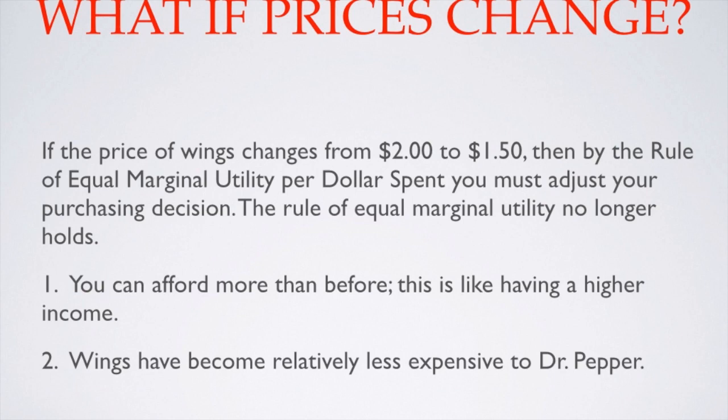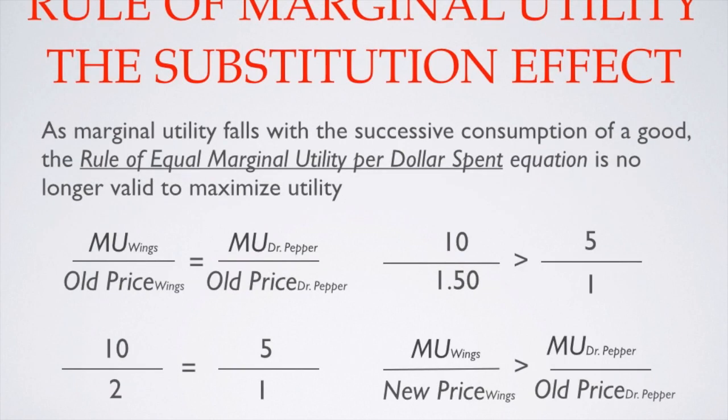Wings have become relatively less expensive to Dr Pepper. To restore equality, consumption of wings should rise, decreasing the marginal utility of wings, and the consumption of Dr Pepper should fall, for the satisfaction of each consumer subject to limited income. Consumer optimum occurs when the last dollar spent on a good or service generates the same amount of marginal utility as a dollar spent on any other item.